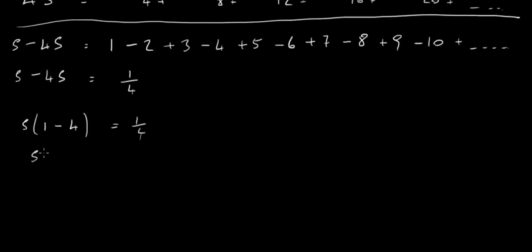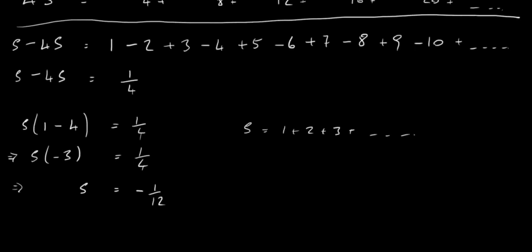That gives me S times minus 3 here is equal to a quarter. Divide both sides by minus 3, or multiply by 1 over minus 3 if you like. So that gives me minus 1 over 12. So my original series, which was S, remember, is just 1 plus 2 plus 3 plus and so on. So S is minus 1/12. That's one way of looking at it anyway. So let's see if we can find another way of getting this result of minus 1/12.